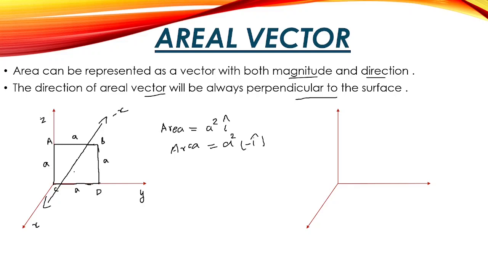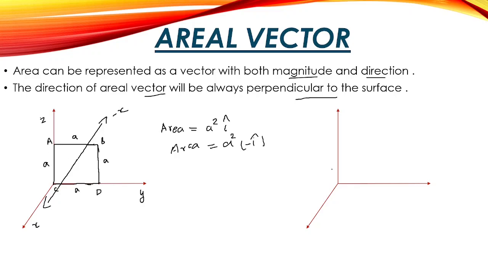And the direction, as written in our above statement, will be perpendicular to the surface. Perpendicular to the surface means the perpendicular direction from this zy plane is the x direction. So the direction of this area vector will be in the x direction, that will be perpendicular to this plane. And there will be one more direction, that is the minus x direction, and this is also perpendicular to the surface. Now let's consider a rectangle.